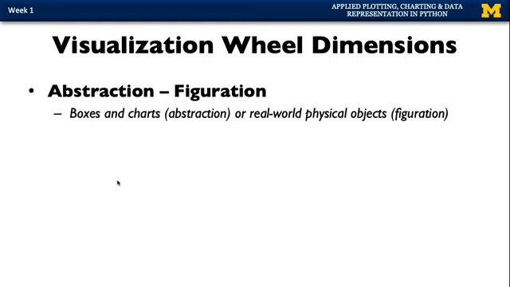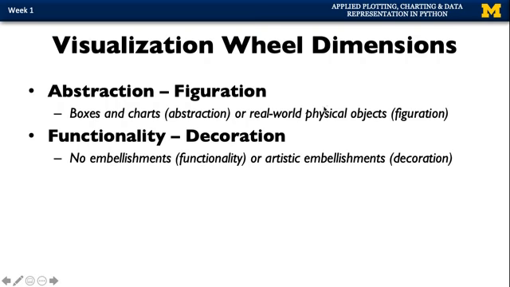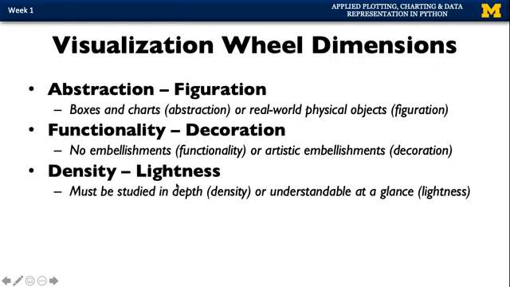So we have abstraction and figuration. Abstraction means we use boxes and charts, and figuration means we use real-world physical objects. Functionality and decoration. Functionality means no embellishment, and decoration means artistic embellishment. Density and lightness. Density means it must be studied in depth, and lightness means understandable at a glance.